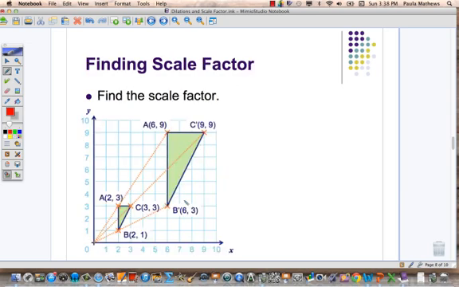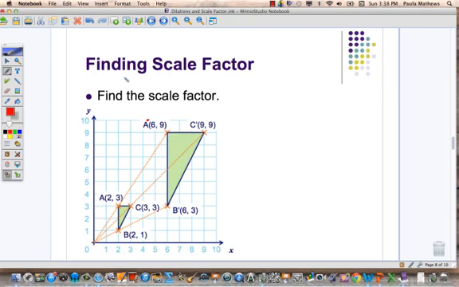So here we go. So again, it's important to notice what my notation is. And on this one, my little prime notation got cut off. So I have triangle ABC down here at the bottom, and it has been dilated to A prime, C prime, B prime. So just looking at this, I know it has enlarged.